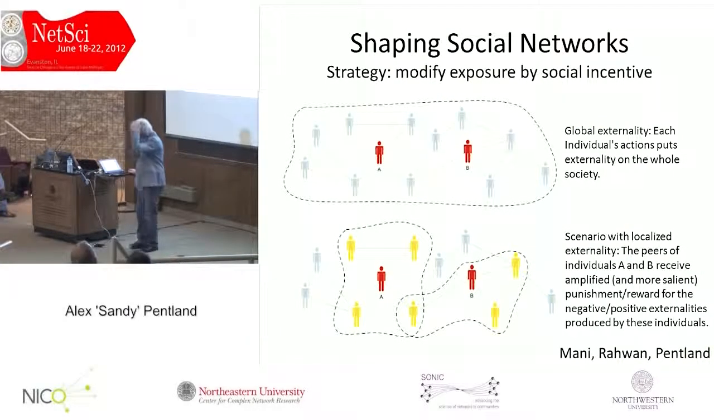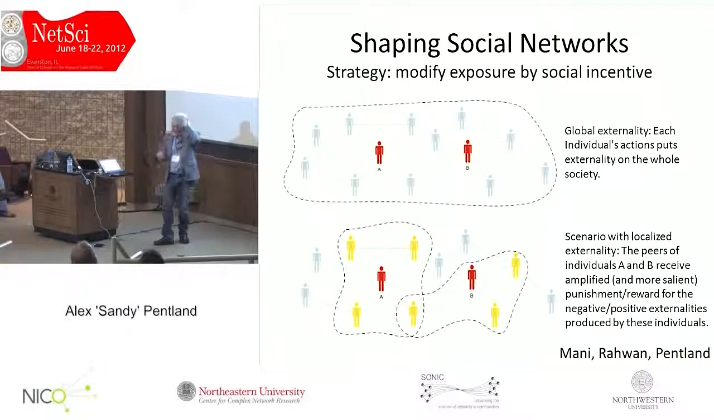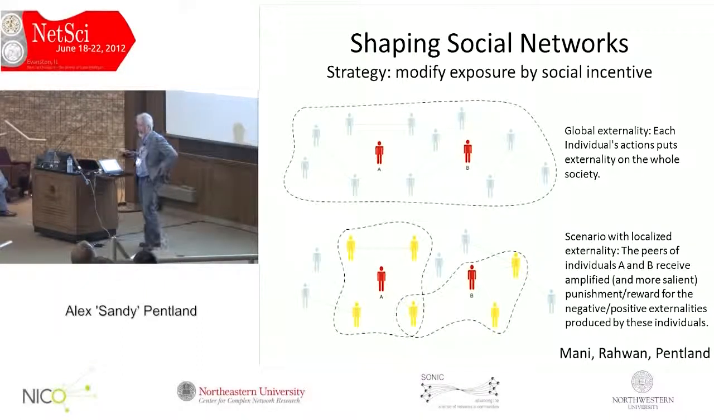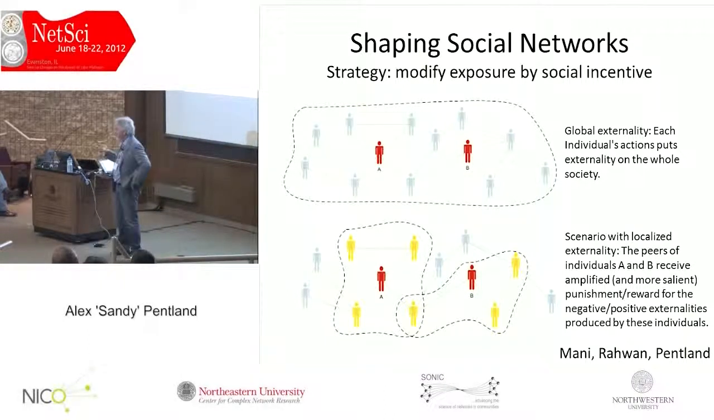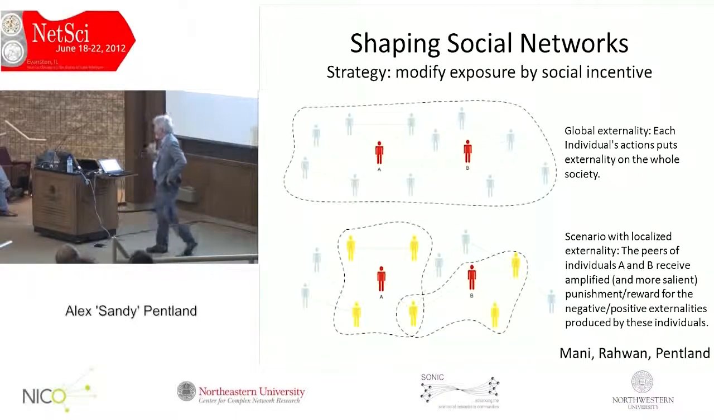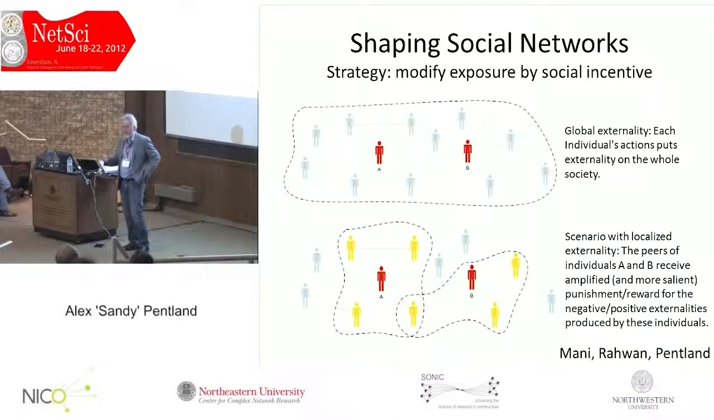So the final thing I wanted to mention is using these types of things to shape networks. A classic problem is, if I want to change people's behavior, and I believe that exposure is one of the main variables, what would I do? Well, the logical thing to do that Iyad and myself and Ankur Mani did is say, maybe what we can do is incentivize people to change their exposure around certain topics.